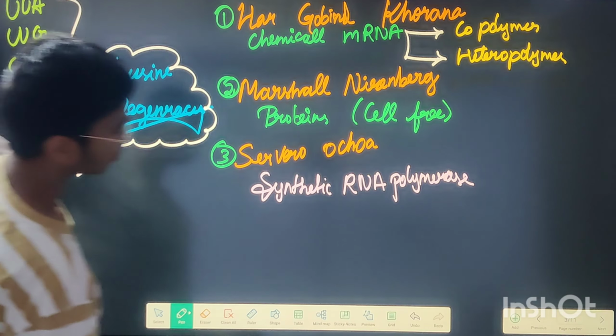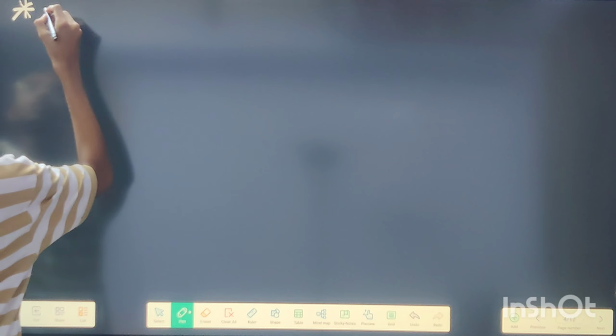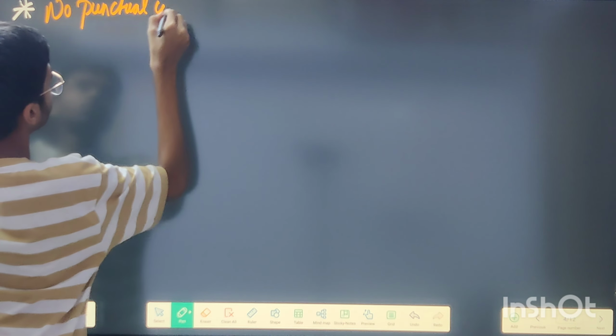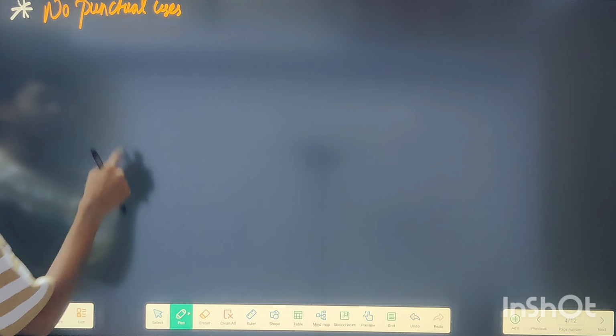I'll write it here. Okay, there should be no punctuation. No punctuation marks. That means, for example, if you are writing methionine, AUG, there should be no commas, no exclamation marks, and no full stops. Nothing like that should be there. If AUG is there, then it should be read as AUG, with no stopping.